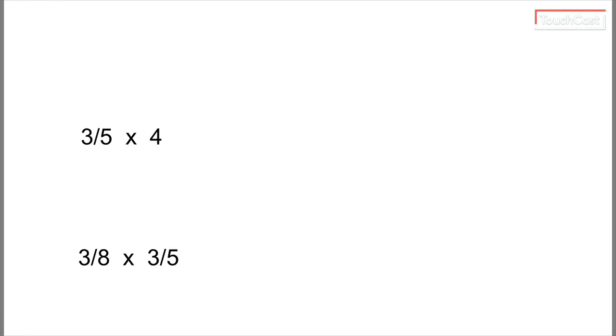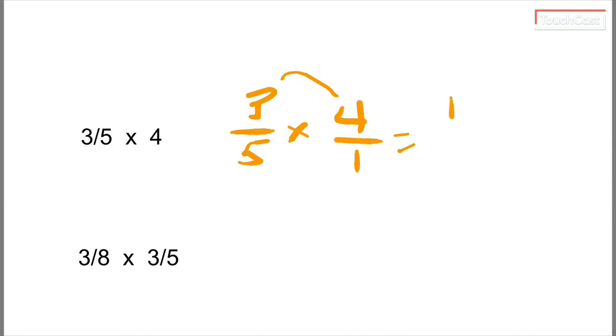Our next example is 3/5 times 4. Just like we talked about before, since the 4 is a whole number, we can make it into a fraction by adding the fraction line and a 1. We multiply the numerators, 3 and 4. Sorry, that's a little difficult to read. We get 12. And the denominators, 5 and 1, multiply those together, we get 5.